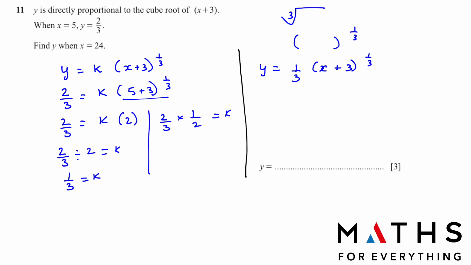Our question asks us to find y when x is 24. In place of x, what are we going to write? 24. The whole thing put in the calculator. We will get the answer 1. So y is equal to 1.